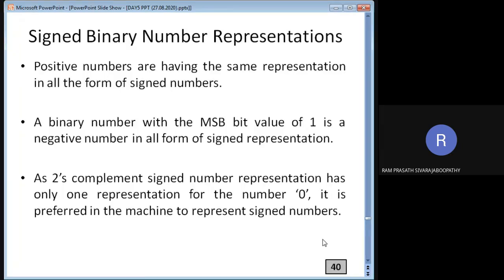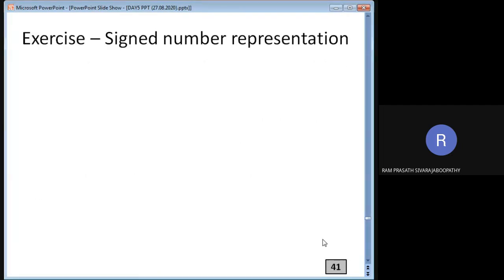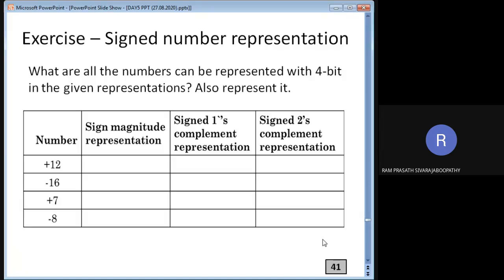Signed 2's complement representation only we are using. It is implemented in the machine. Okay, fine. Now kindly note down the exercise.